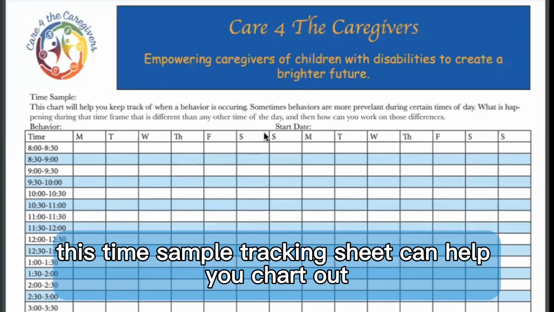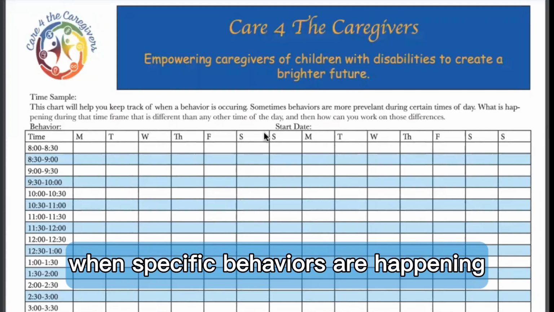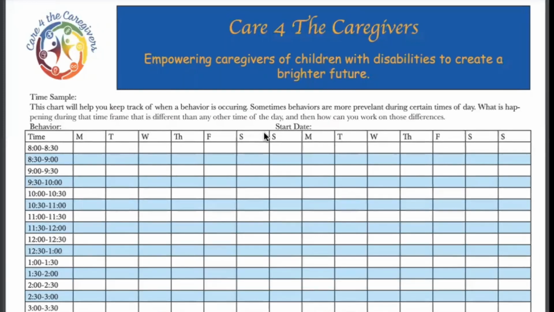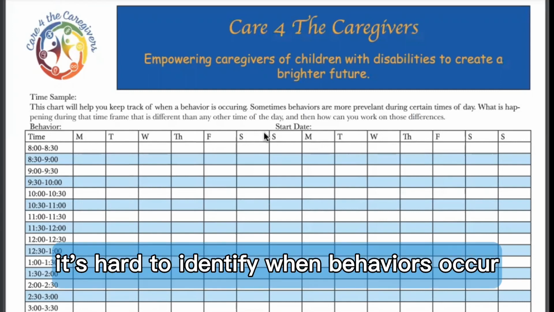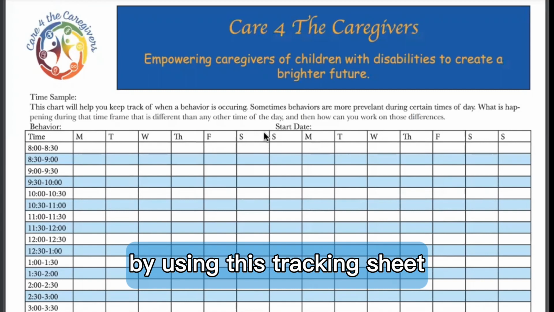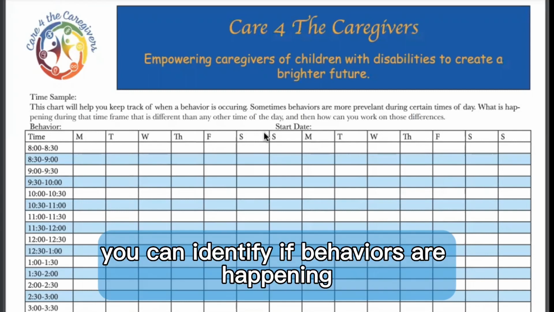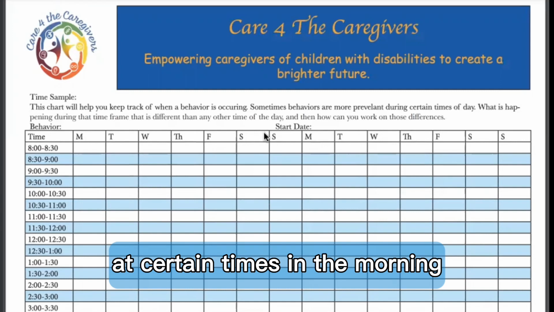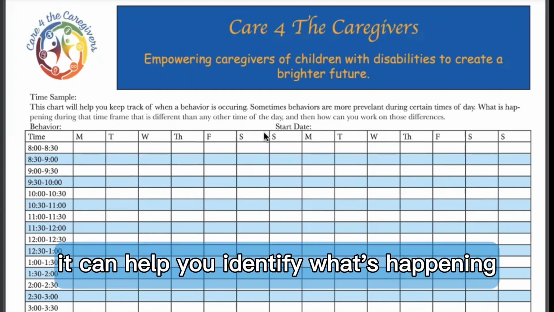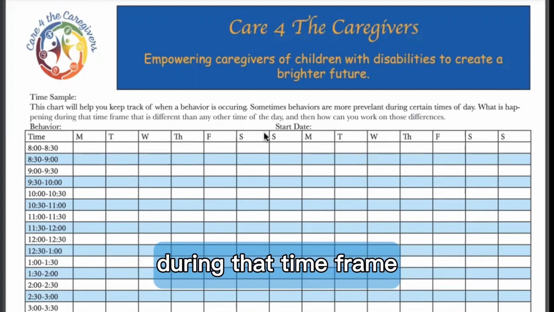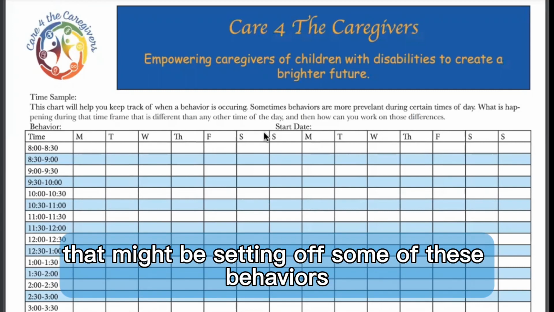This time sample tracking sheet can help you chart out when specific behaviors are happening. Sometimes in our busy schedules, the rush of the day-to-day, it's hard to identify when behaviors occur. By using this tracking sheet, you can identify if behaviors are happening at certain times in the morning, the evening, or in the afternoon. It can help you identify what's happening during that time frame that might be setting off some of these behaviors.